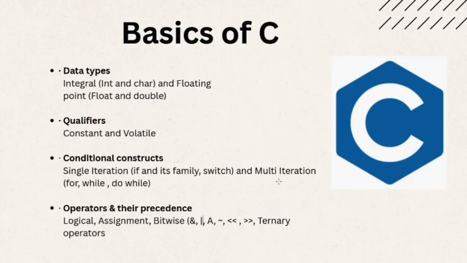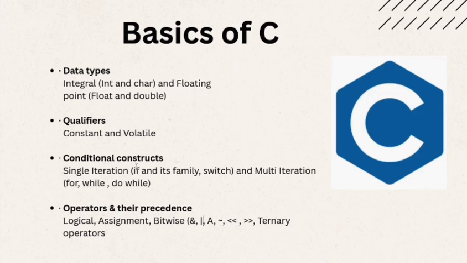Basics of C. In basics of C, data types. Data types are used to define the type of data stored in variables. In this, integral and floating point. Integral, int and character, which is basically whole number characters, and float and double, floating point, which is decimal numbers. Qualifiers. Qualifiers modify the behavior of variables. In this, constant and volatile. As the name suggests, constant, the value cannot be changed, and volatile, the value can change anytime, like hardware related values.